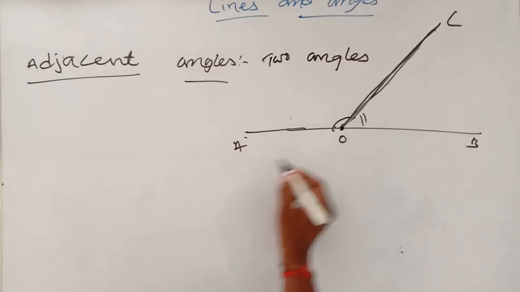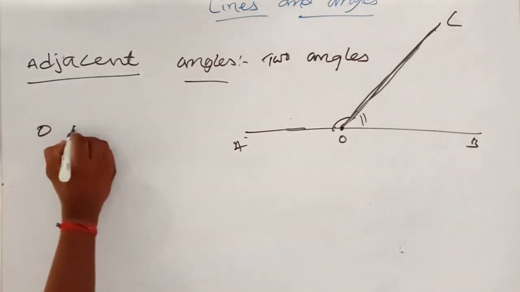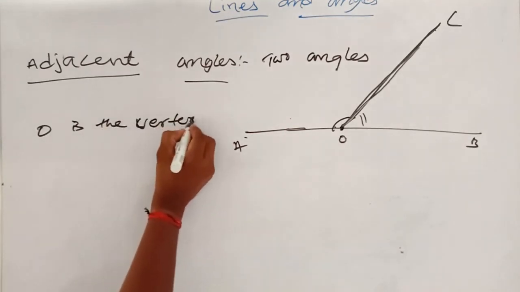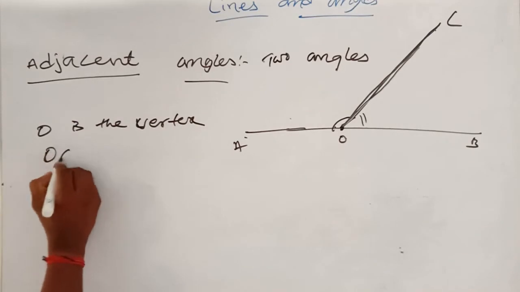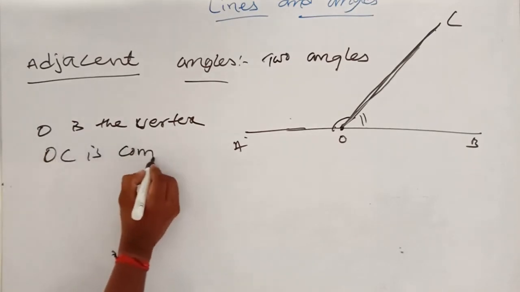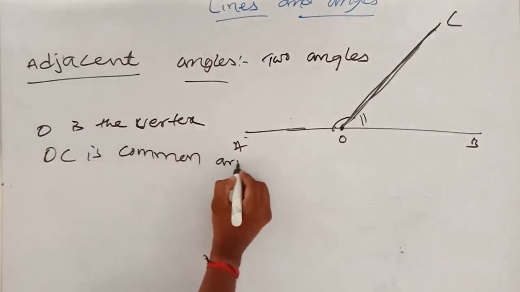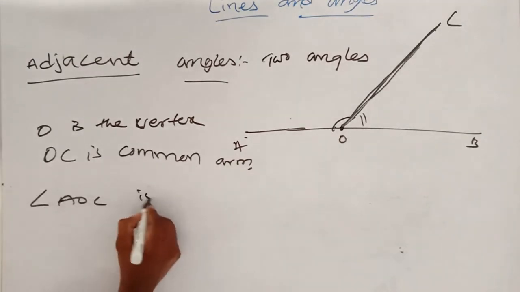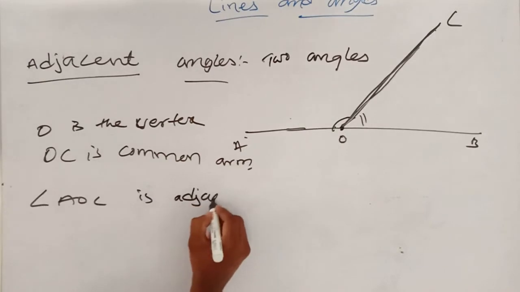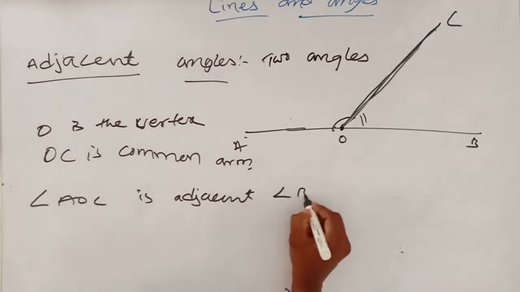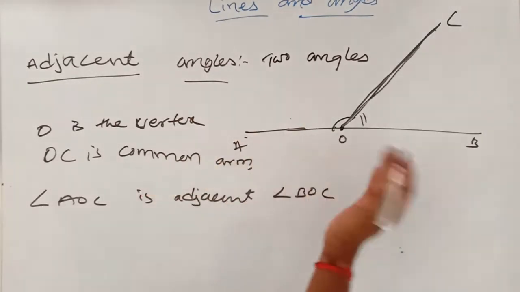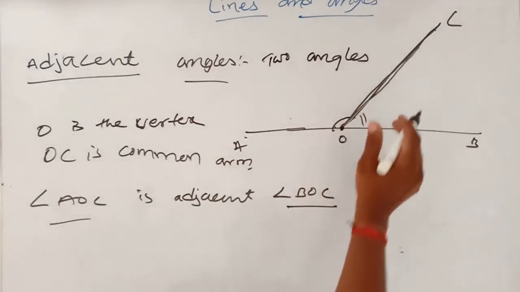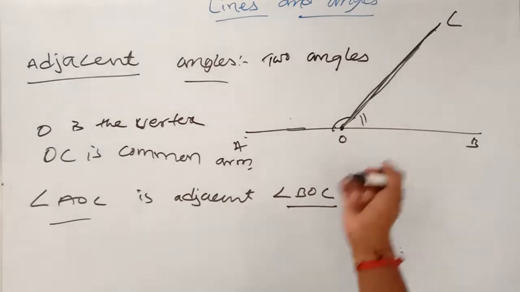Here O is the common vertex, and OC is the common arm. So angle AOC is adjacent to angle BOC, or vice versa. When I am adding these two adjacent angles, the sum may or may not be equal to 180.